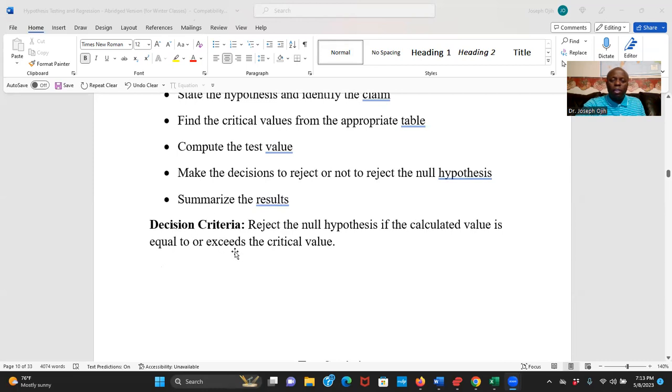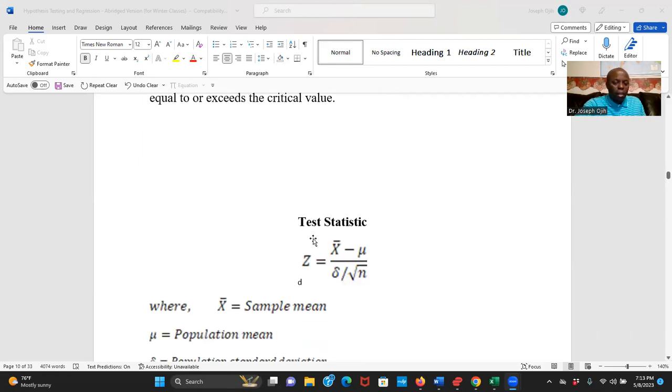It's called decision criteria. It says, reject the null hypothesis if and only if the calculated value is equal to or greater than the critical value. So you get a critical value, get a calculated value, you compare them. If they are equal to the critical value, you reject my hypothesis. If they are greater than the critical value, you reject. But if they are less than the critical value, do not reject my hypothesis. That is the criteria.